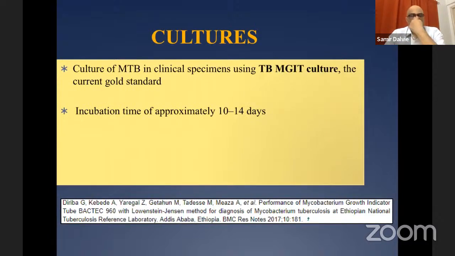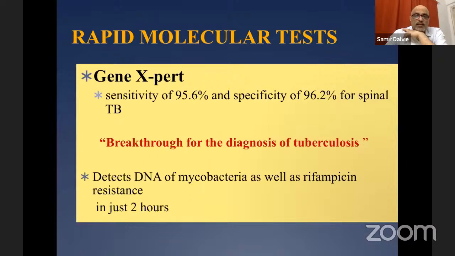So in culture, the TB MGIT culture is the gold standard, and it still takes 10 to 14 days before you get a result. We spoke about the GeneXpert test, which is a molecular test, which has a sensitivity of 95% and a specificity of 96% for spinal TB. So this is a huge value. And like I told you, the DNA is detected in 2 hours. Of course, we get the report in 48 hours because of maybe logistic factors, but you can practically get the report in 2 hours because it detects the DNA.